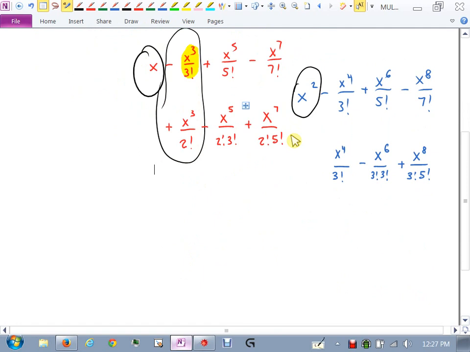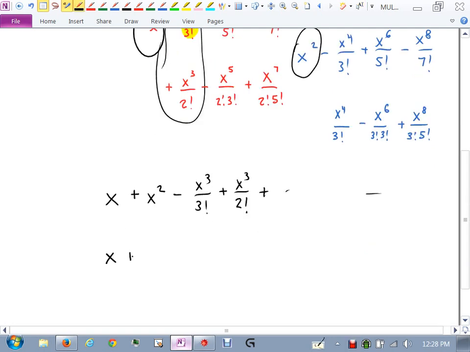So what are the first 3 terms? x plus x squared, and then minus, watch the way I do this, x cubed over 3 factorial plus x cubed over 2 factorial, right? Then plus a bunch of stuff out here I don't even care about.